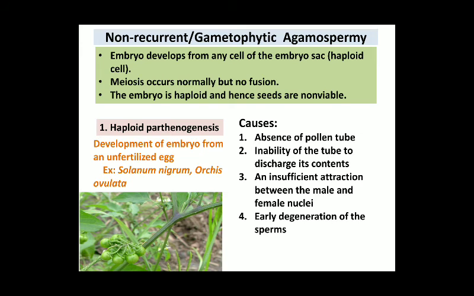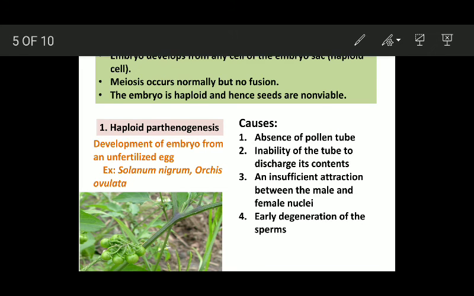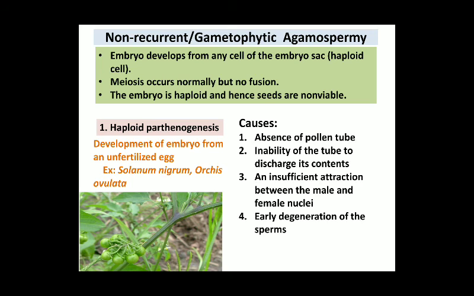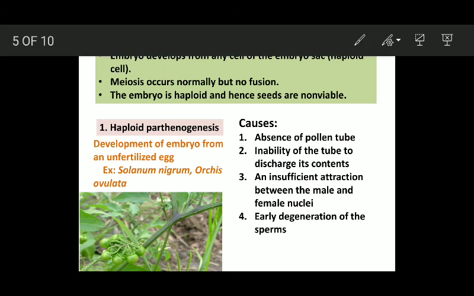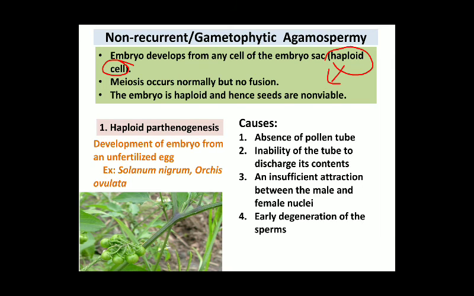Now its types. The first one is non-recurrent or gametophytic agamospermy. In this type, the embryo develops from any cell of the embryo sac, or you can say the haploid cells. Any haploid cell of the embryo sac can give rise to a new embryo.